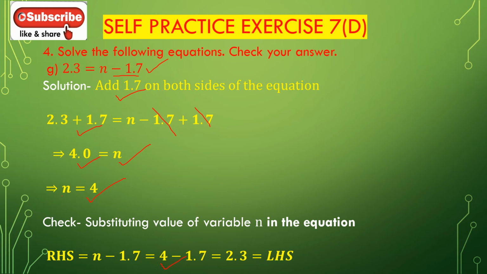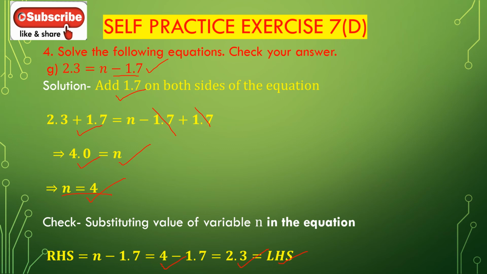That is n equal to 4. Here the value of n is 4. So the value of n, 4, minus 1.7. 4 minus 1.7 is 2.3, which is equal to the right hand side of this equation, which is equal to the left hand side of this equation.